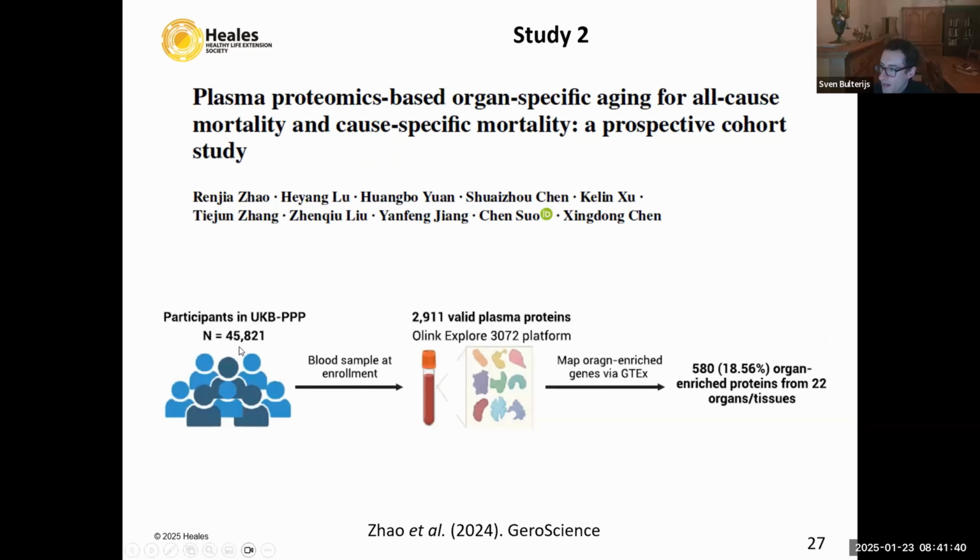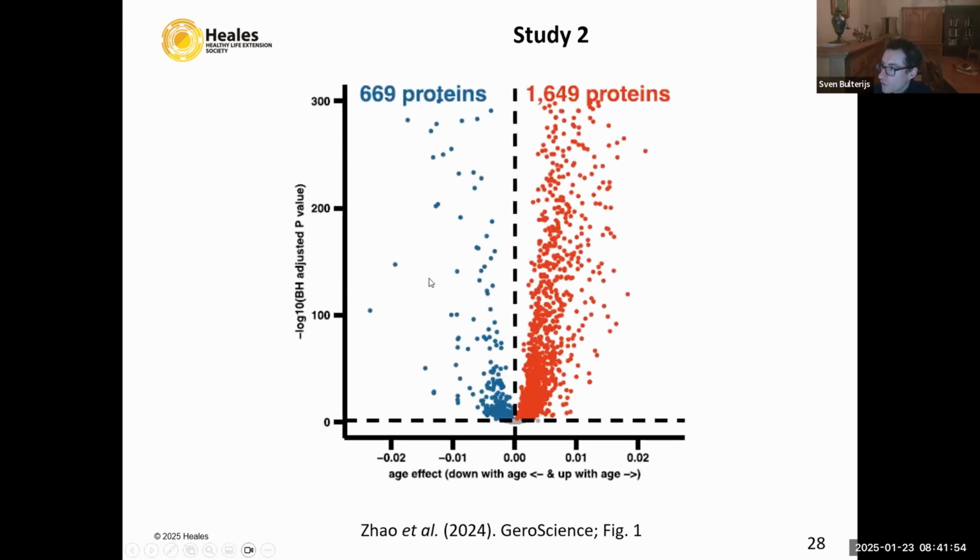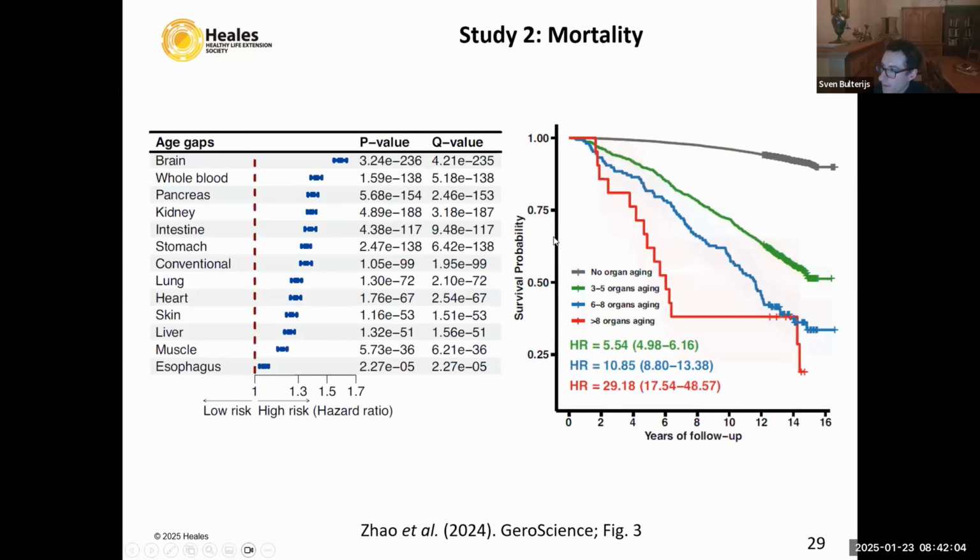Here they looked at the UK Biobank, and the third one will also look at the UK Biobank. And remember, here we have about 8 times more people than in the previous paper, so we have much more robust data. So here they find quite a lot of proteins go up with age, much less go down with age, as you can see. And then they looked at mortality here, and the brain aging is the best predictor of all-cause mortality, followed by whole blood, pancreas, and so on.